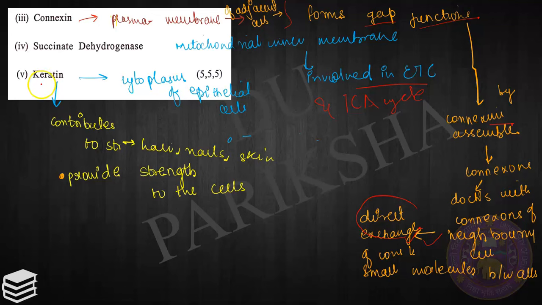Now the last one is keratin. Keratin is a structural protein. It is present in the cytoplasm of the epithelial cells. It contributes to structures like hair, nails and skin. It provides strength to the cell.